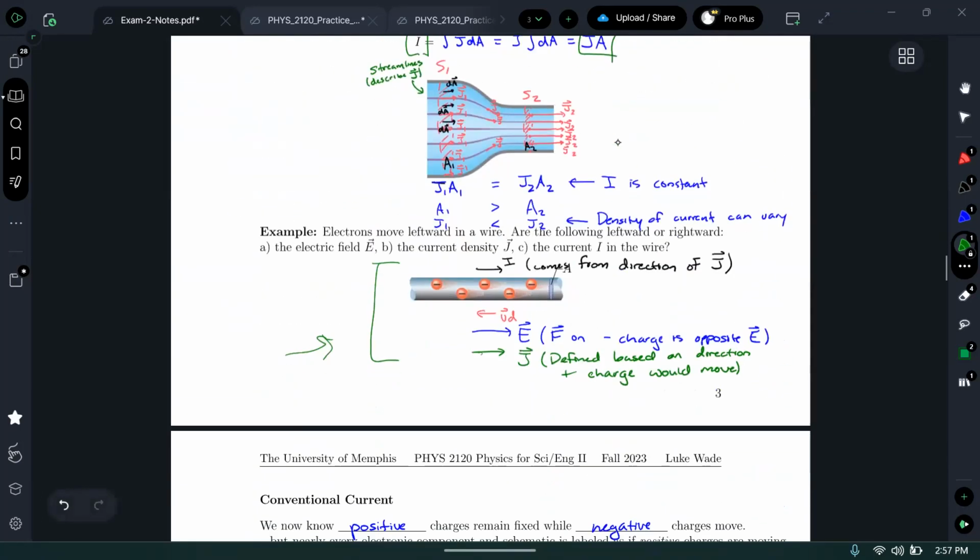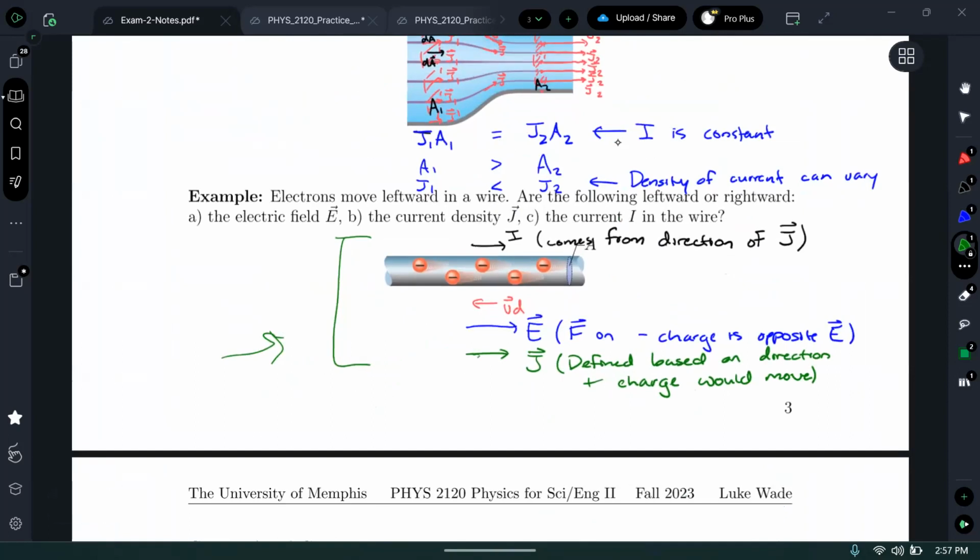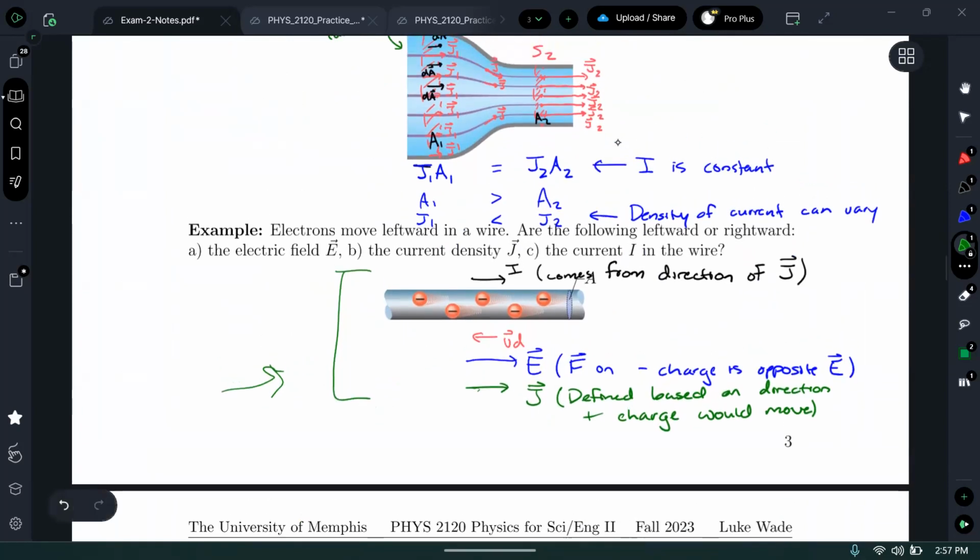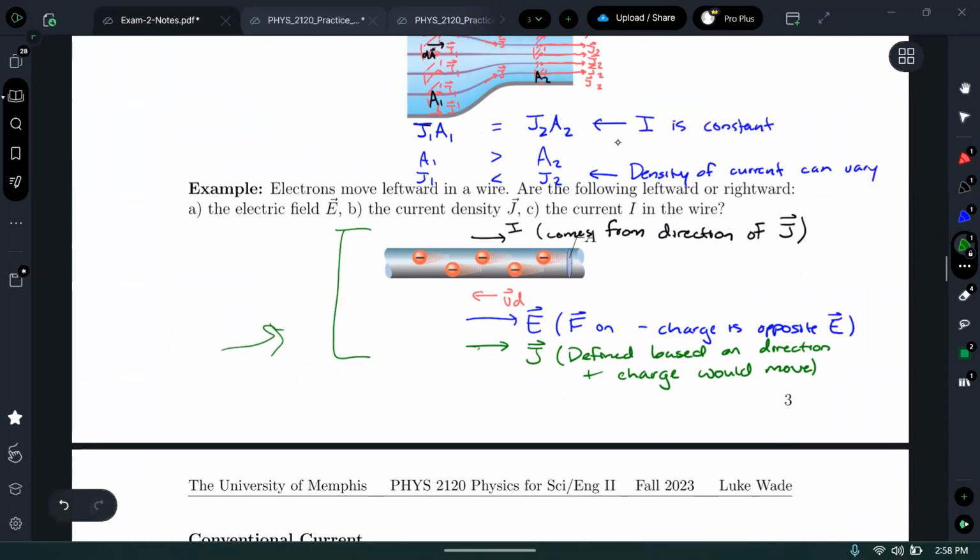Now we go to the negative charge. It's moving to the left. So drift velocity is to the left. That's the way the charge is actually moving. But because we already had this convention for electric fields that they're based on positive test charges, the electric field is opposite the direction the charge moves, because negative charges feel forces opposite the direction of the electric field. And that also means the current density is opposite the direction the charge is actually moving, because it is defined based on this convention in terms of positive charge.